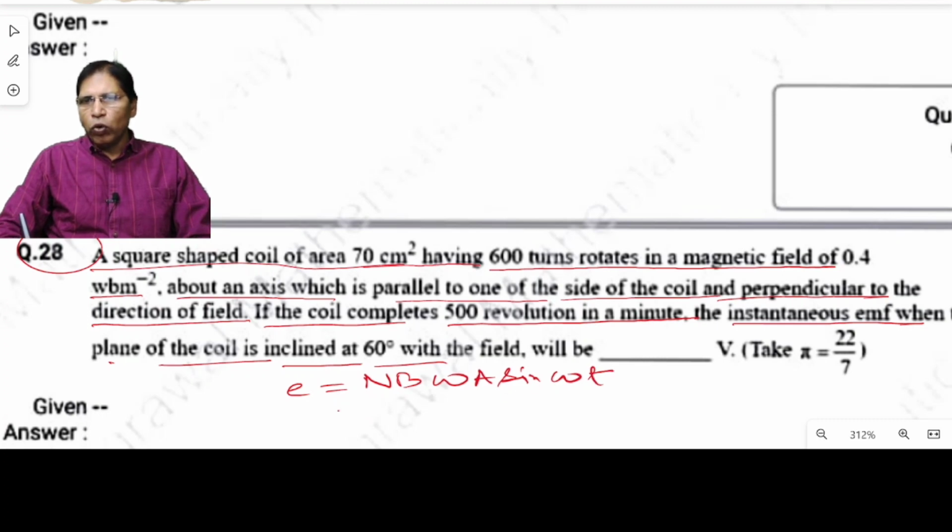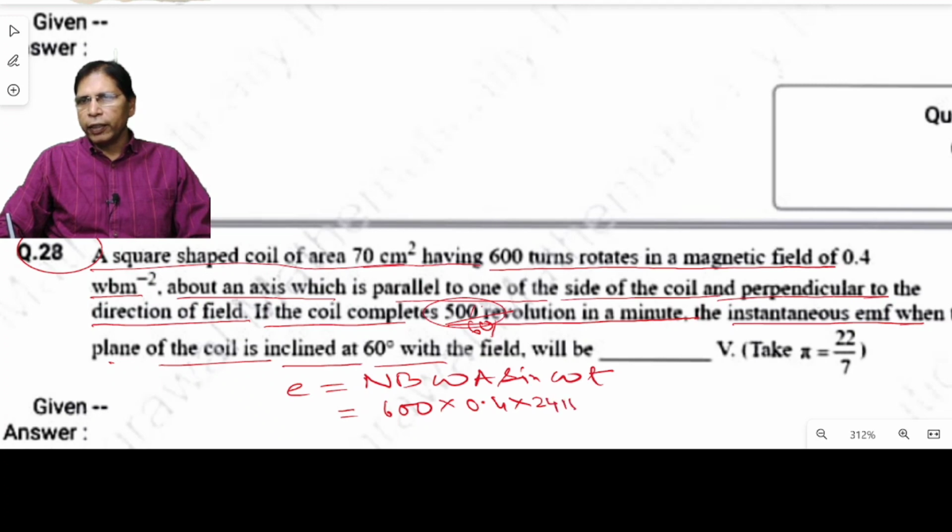Okay. Now look at this. This is the N, number of turns. This is the 600. Okay. Now B is the 0.4. Okay. Omega, look at this. Omega is the 500 revolution per minute. Now 500 revolution per minute, that is 500 by 60 is the revolution per second. So look at this is the 12. Now look at this is the 12 revolution per second. So omega is the 24.